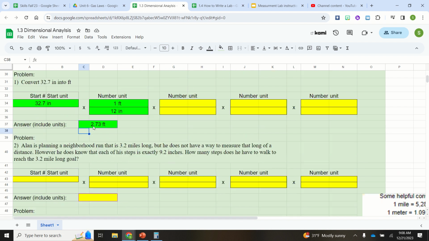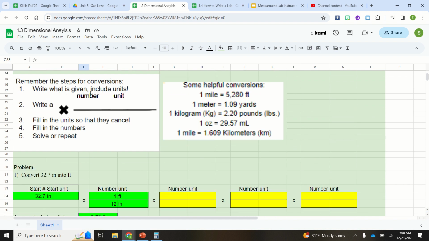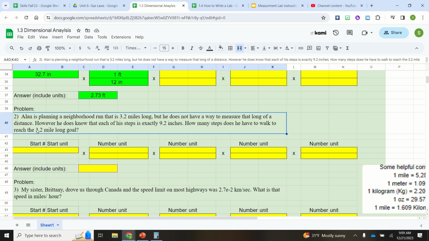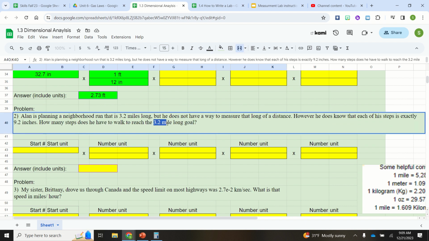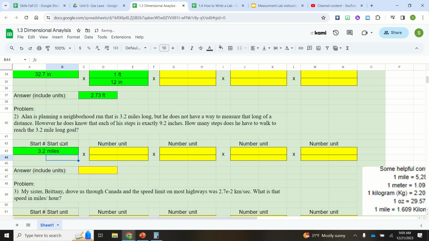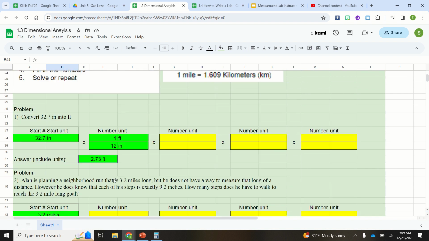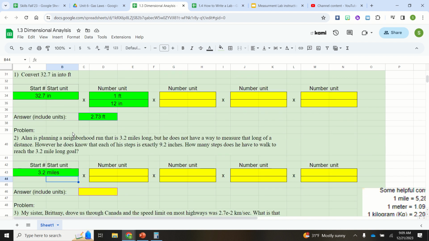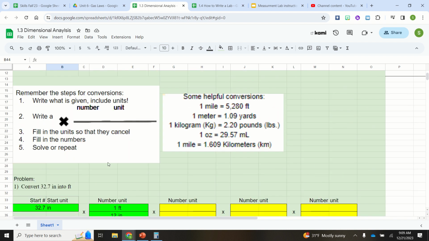First thing we're going to do is write what is given. We're given a couple of different numbers in here, but typically you want to start with the last number it gives you, which is 3.2 miles. So we're going to start with 3.2 miles. Second step is times and a fraction line. That's already written for us. So let's go on to step 3, which is to fill in the units so they cancel.